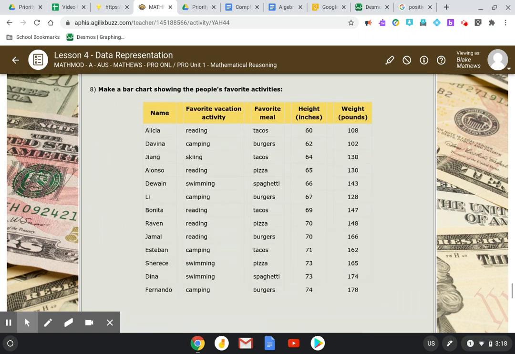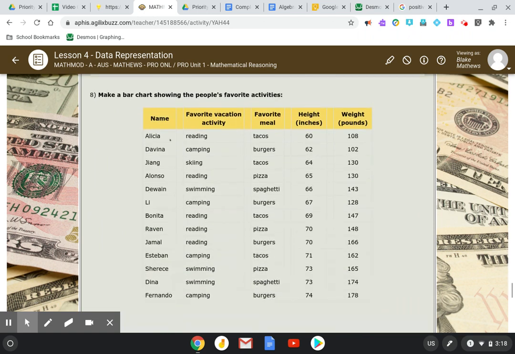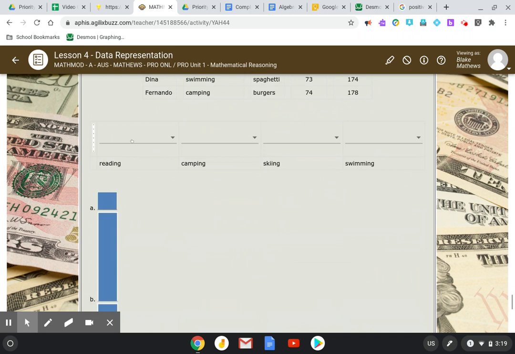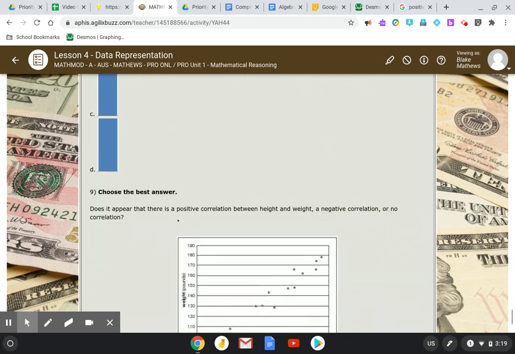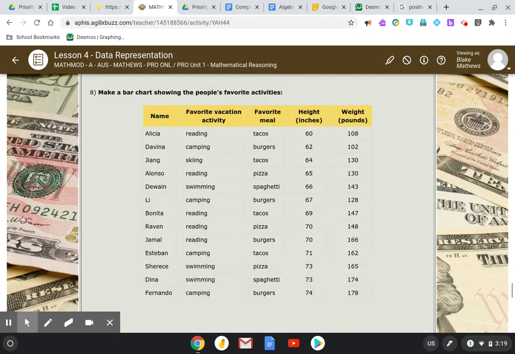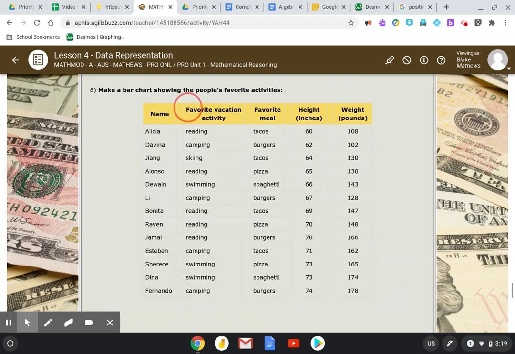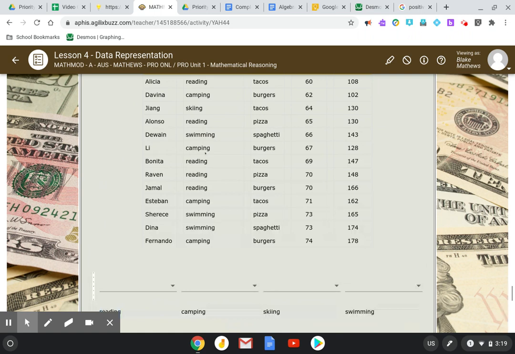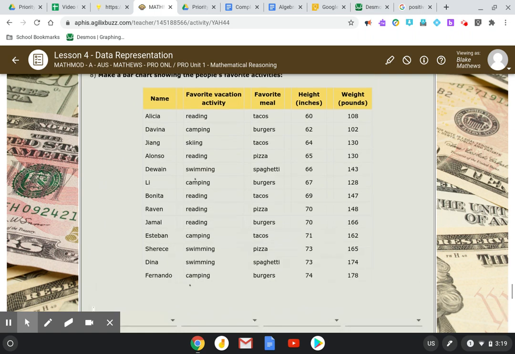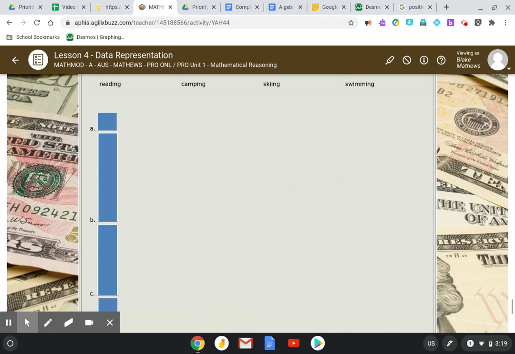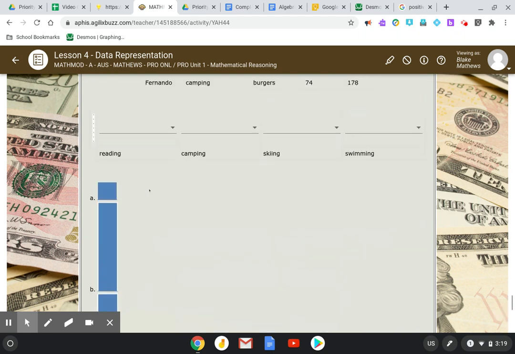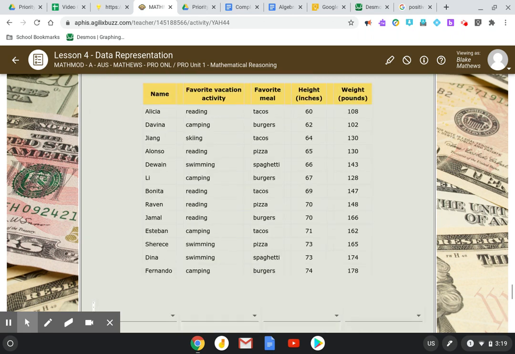Then in number 8, they give us a table similar to the one in the lesson, and then they have us choose the bars that would fit for each one. This is a little bit strange, but what I really want you to focus on is you see here the activity is the key here. What's the favorite vacation activity? You need to go ahead and count these up, and I would write that down somewhere else so that when you go to pick the bars, you can pick the one that fits the number of that activity.